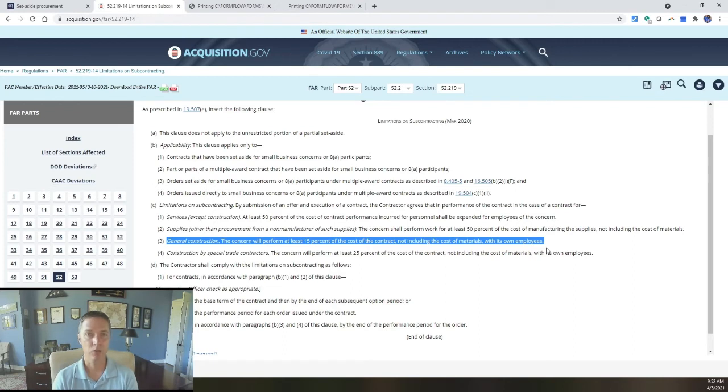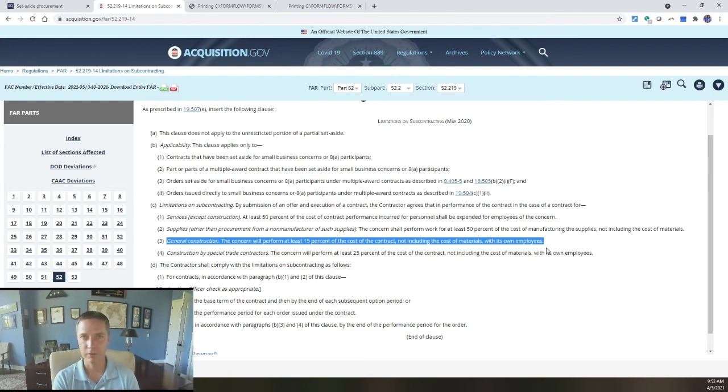So a general contractor can do 15% of their prime contract, the labor dollar values of the contract, and then subcontract out up to 85% of the value of the labor of that construction contract. So here's the differentiation. It has to be a small business as the prime. The contract has to be competed and awarded as a small business contract, so it has to have those boxes checked in block 10. Don't worry about full and open competition. Those are a different category.